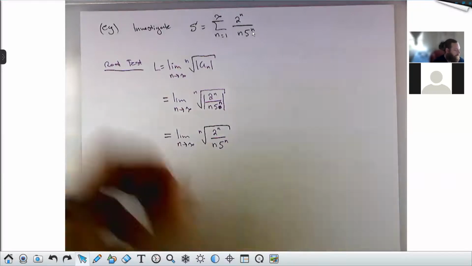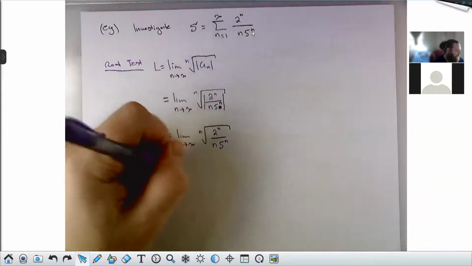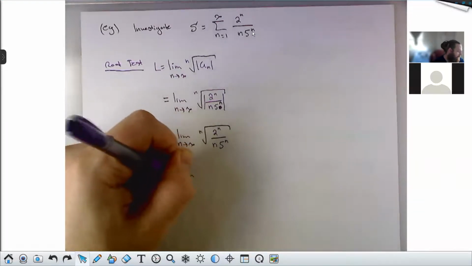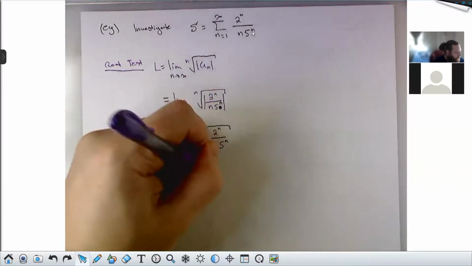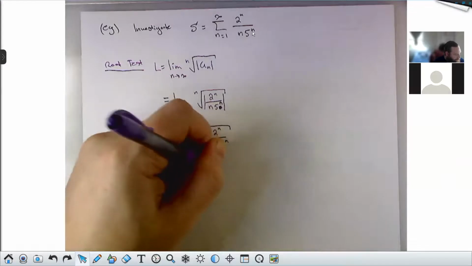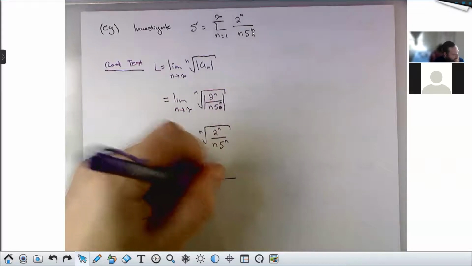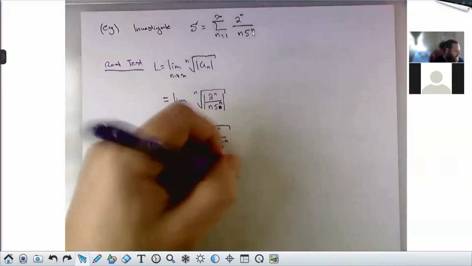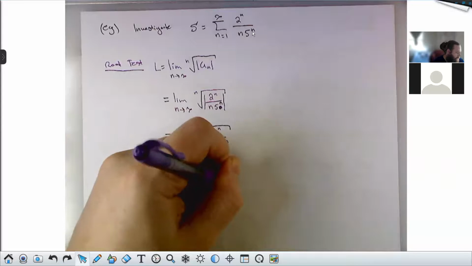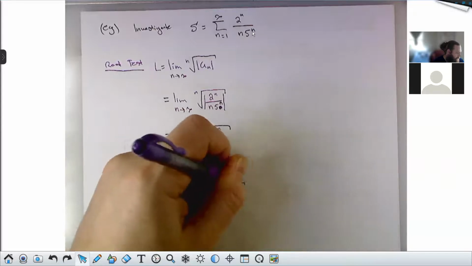And you can give that nth root to each of those pieces separately. You've got to remember your rules for exponents, your algebra. So this is the nth root of 2 to the n divided by the nth root of n times the nth root of 5 to the n.